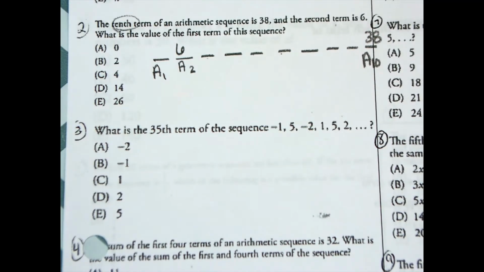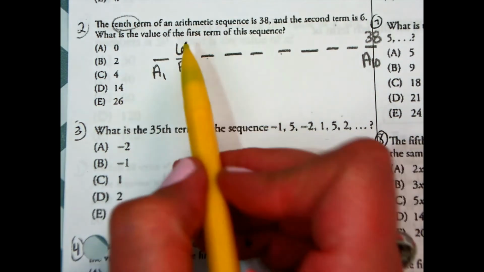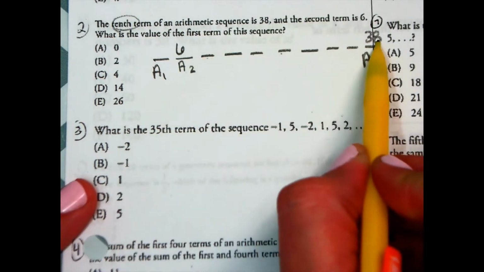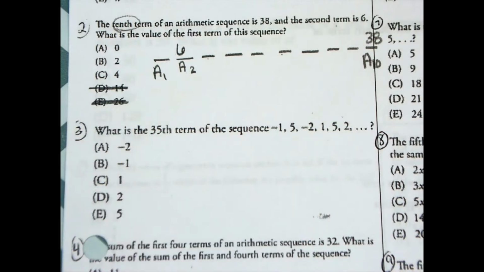When you're dealing with problems like this, it's very helpful to write the pattern out because it makes it a little more visual. Since it tells us that it's arithmetic, we know that we have to find the common difference. There's no way to get to a sub 1 until we know how to get there. Looking at the trend, notice how these numbers are getting larger, so our final answer has to be smaller than 6. So we can at least narrow D and E out because they're bigger than 6.